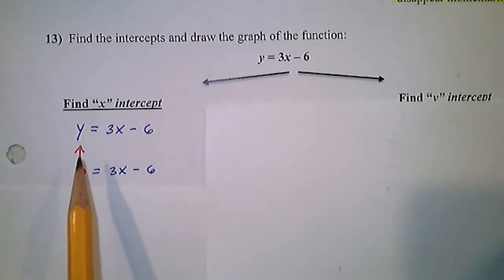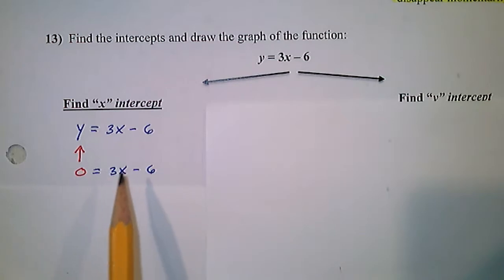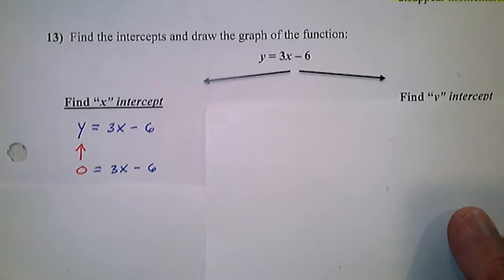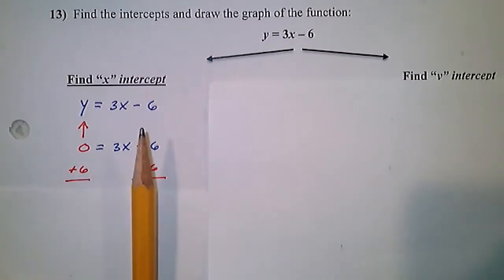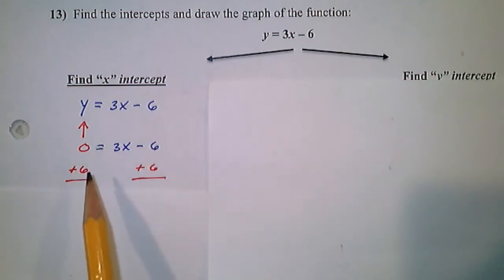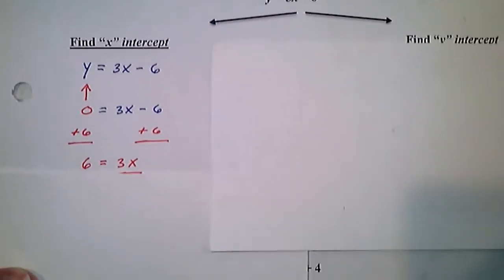So I could draw the arrow going this way. So we want a 0 here. So 0 is equal to this. And now I'm going to solve. I want x by itself. So the first thing that I would need to do is add 6 to both sides. Then that gets canceled, right? That gets canceled. So I have 0 plus 6. So now I have 6 is equal to 3x.